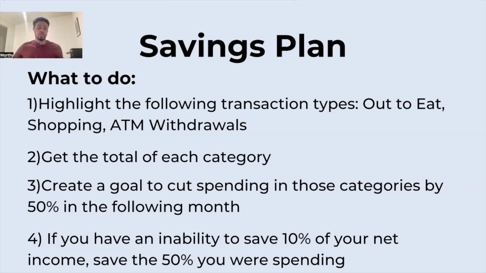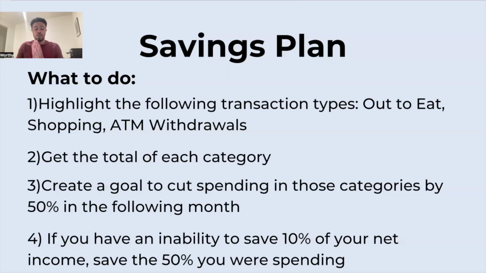The fourth thing that you want to do to create a savings plan is, if you have an inability to save 10% of your net income, going back to the spreadsheet that I showed you earlier, the net income that I put in there, the after tax, was $3,000. 10% of that is $300. Our third wealth building principle is to pay yourself 10% by way of savings.